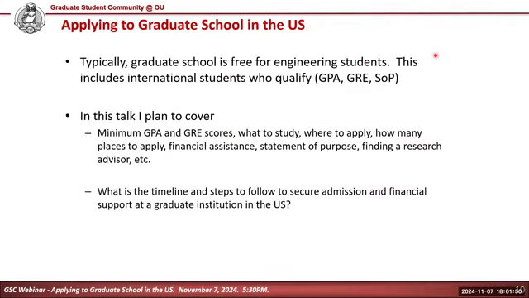So now, for graduate school, typically graduate school is free for engineering students. This includes international students who qualify to get either a graduate research assistantship, a graduate teaching assistantship, or a fellowship. I will tell you more about that as we proceed.